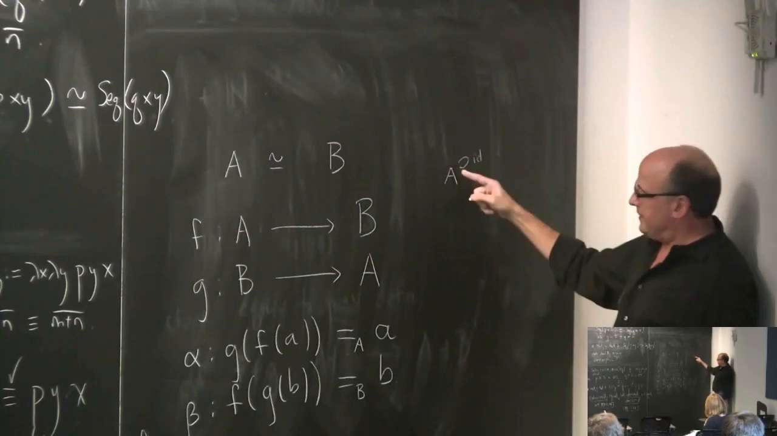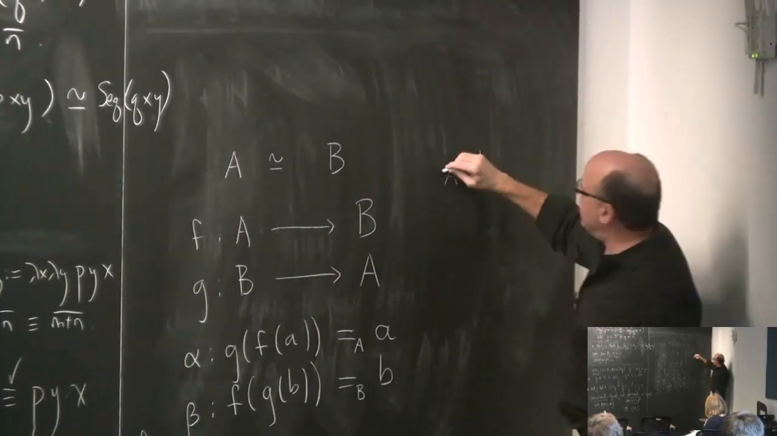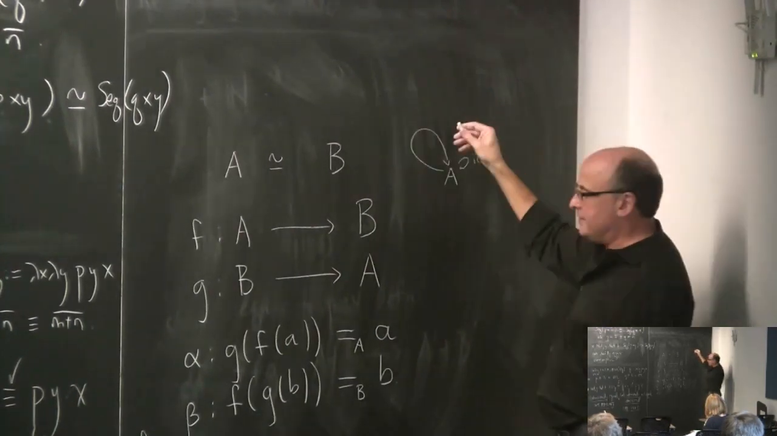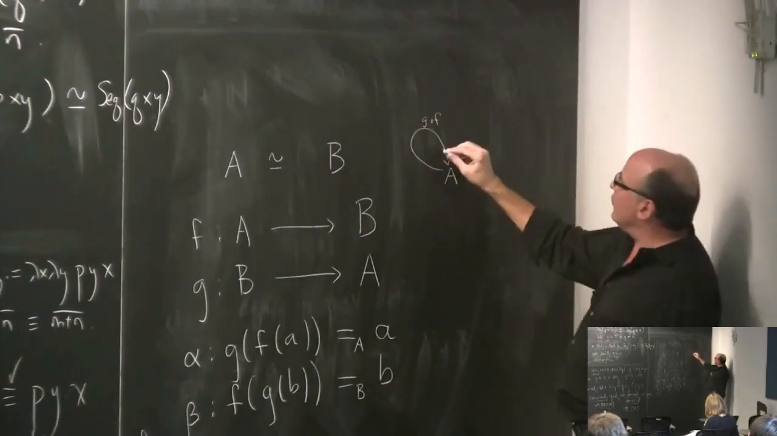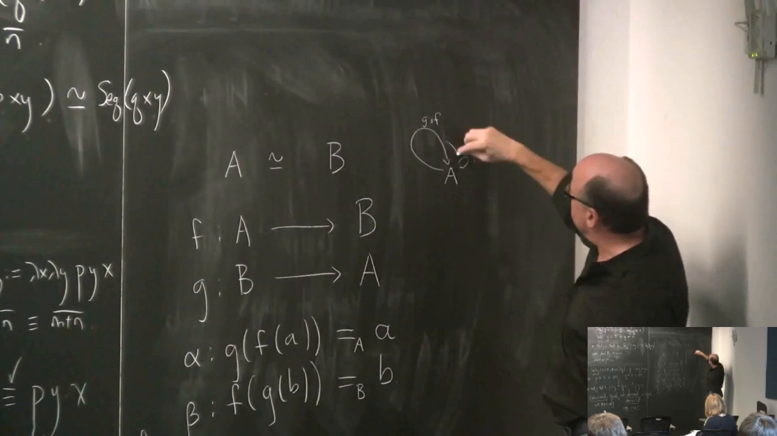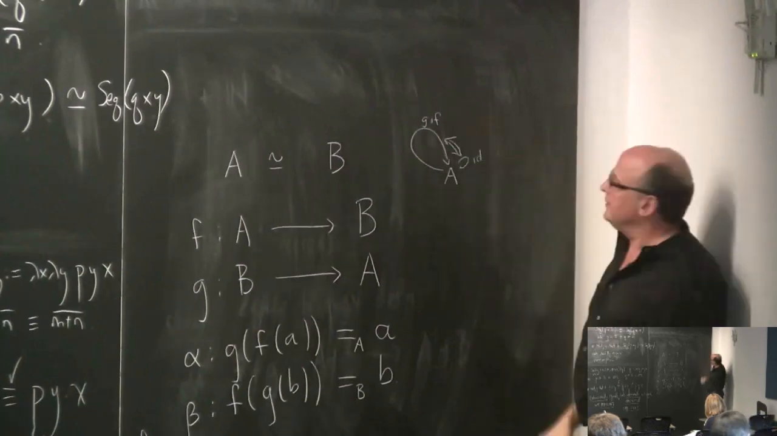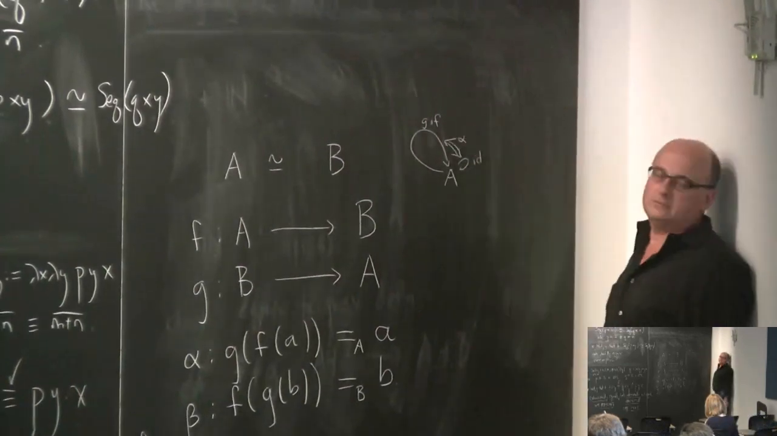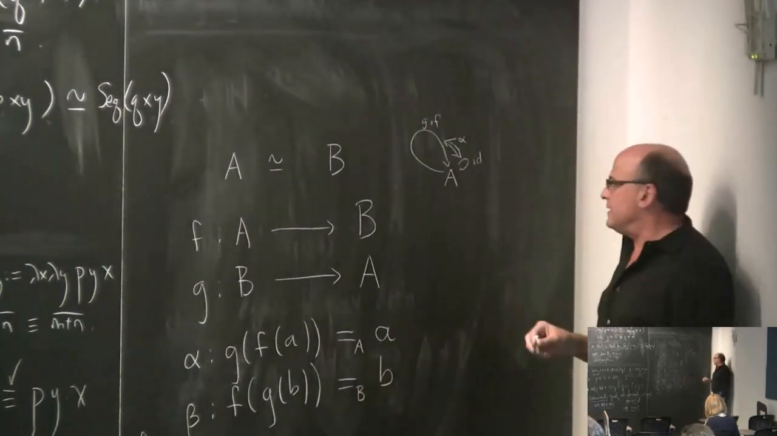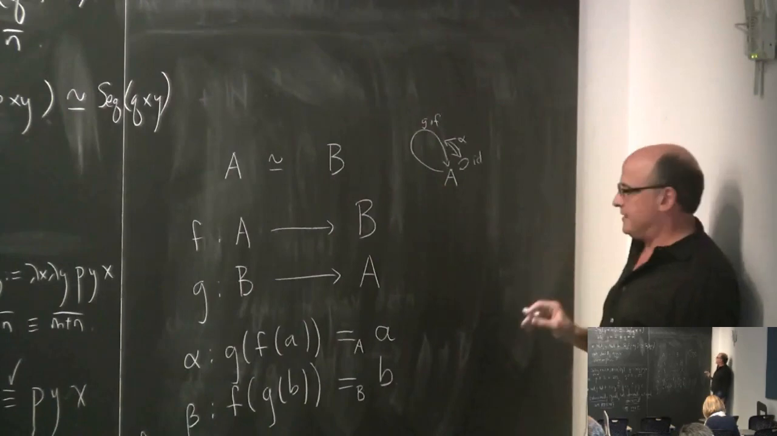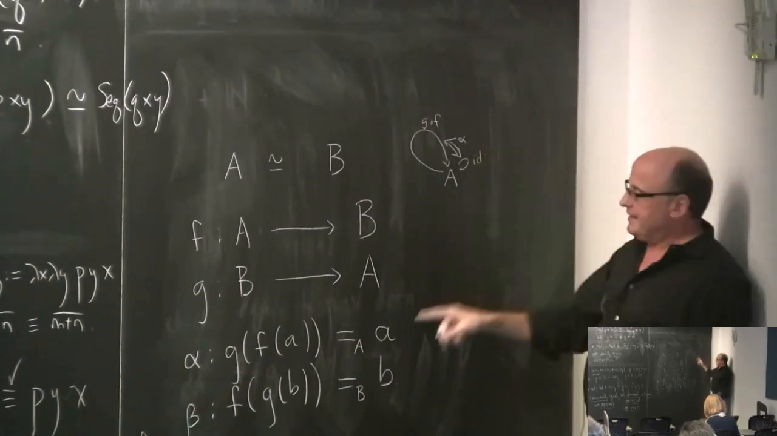It's always hard to draw the identity because it's the one that doesn't go anywhere. And then I have this other loop, which in this case is G after F. And I want to know that these two things are somehow related to each other by this alpha. That's what is being expressed here. That's the kind of thing that I want to say. It's really not alpha itself.